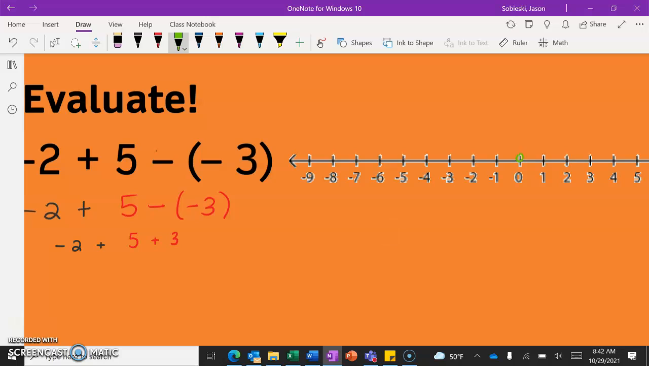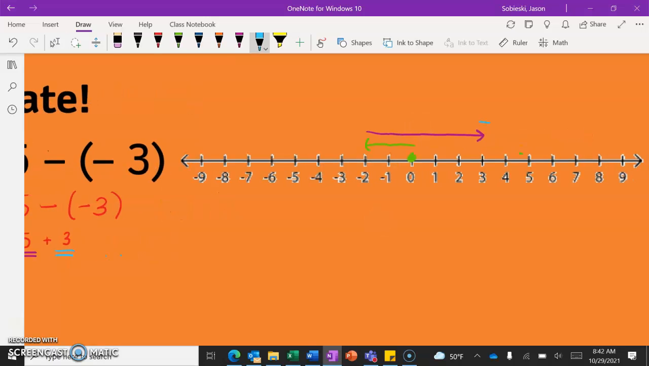So we always start at 0. We are going to go to a -2 first of all. So that's the green arrow. Then switch to purple. Then we're going to go +5. So 1, 2, 3, 4, 5. So there's our purple arrow. And then we'll go with light blue to do our +3. And again, we start from the purple arrow. 1, 2, 3. So it looks like our answer for this problem is going to equal 6.